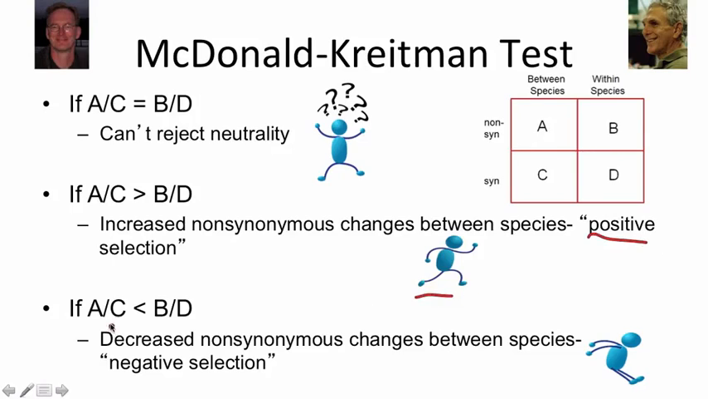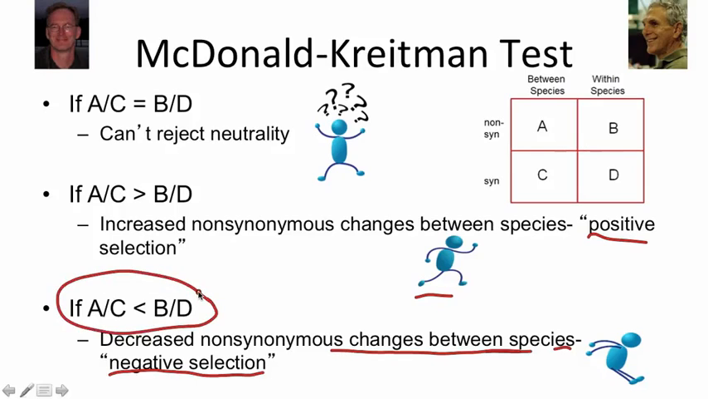In contrast, if A over C is less than B over D, then you have decreased non-synonymous changes between species. What that means is you have some variation that's lingering within species and doesn't quite get fixed. That is often the result of negative selection. There are other possibilities. Things like overdominance that we talked about earlier will also do this same sort of pattern, but it's thought that overdominance is not especially common, so a lot of this is going to be in this boat of negative selection or bad variation sticking around.